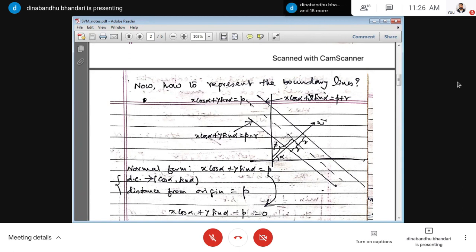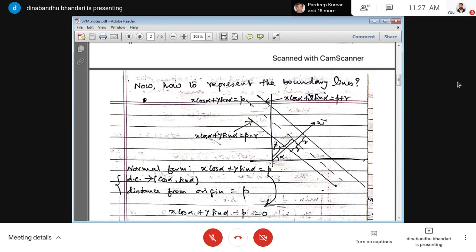If that perpendicular makes an alpha with the x-axis, beta with the y-axis, and gamma with the z-axis, then cos alpha, cos beta, cos gamma are called the direction cosines, right? And if the perpendicular distance of the plane from the origin is p, we can write x cos alpha plus y cos beta plus z cos gamma equal to p. That is the normal form of a plane, isn't it? In 3 dimensions. In 2 dimensions, it is sin alpha, because this beta here is 90 minus alpha. So this is the normal equation, isn't it?